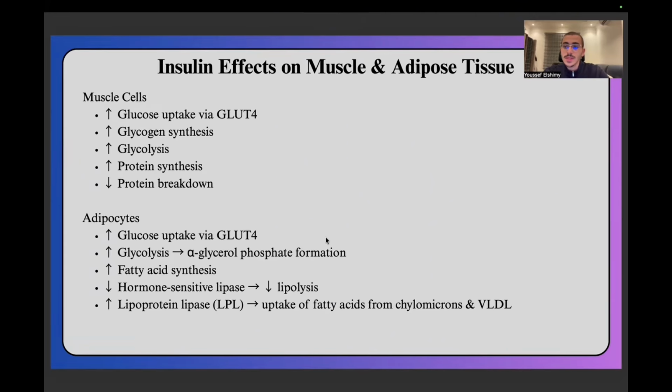There's increased glucose uptake. There's increased glycolysis in order to form the alpha glycerol phosphate formation for different pathways. There would be increased fatty acid synthesis, as well as there would be decreased hormone sensitive lipase. So as an effect, there would be decreased lipolysis. There would be decreased breakdown of lipids. And there would be increased lipoprotein lipase. And this mainly helps in uptake of fatty acids from chylomicrons and VLDL and storing them in adipocytes.